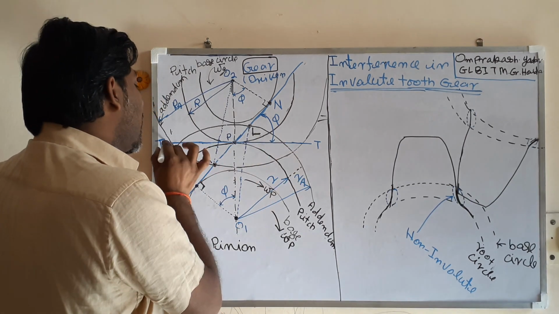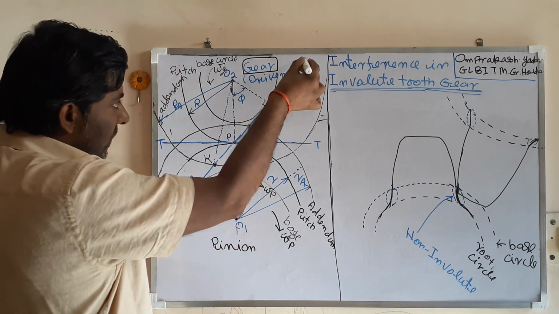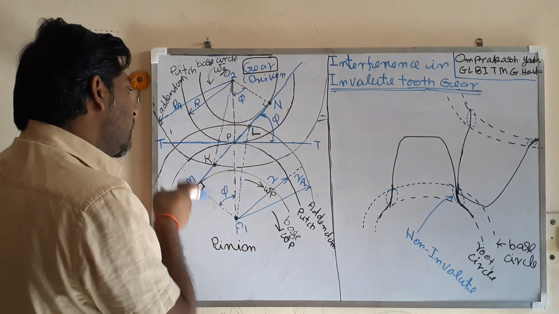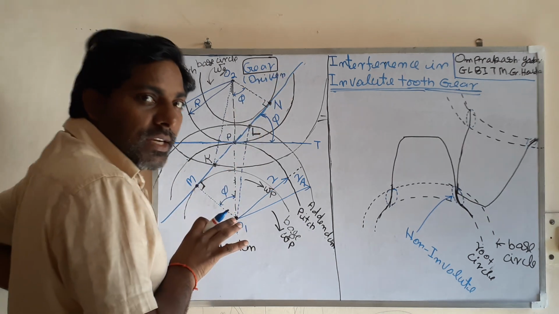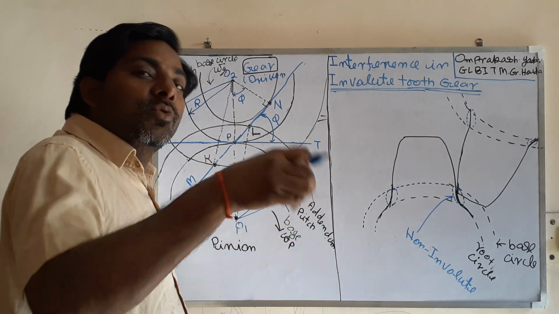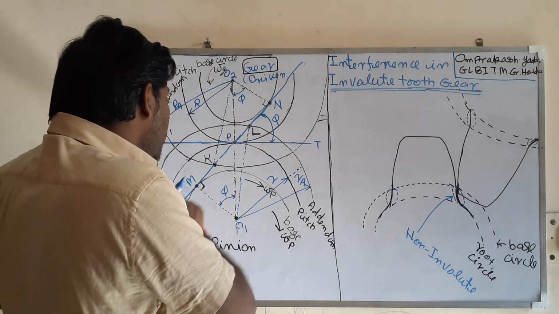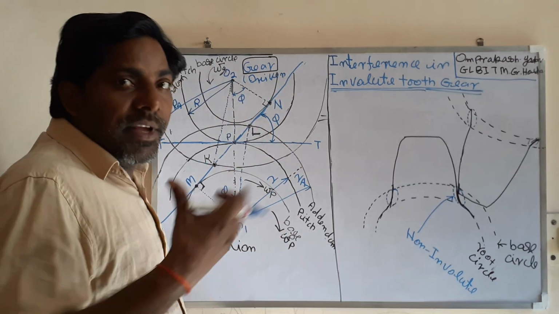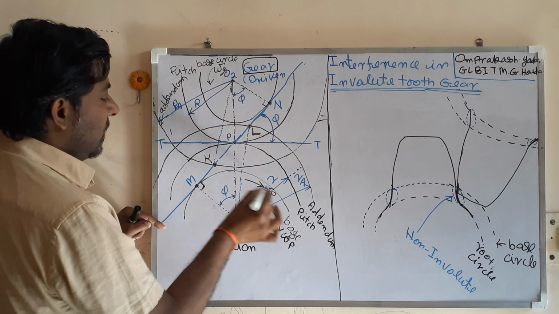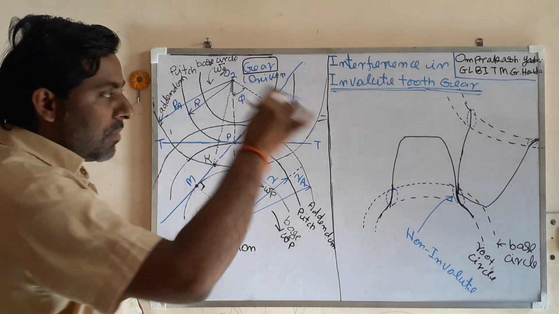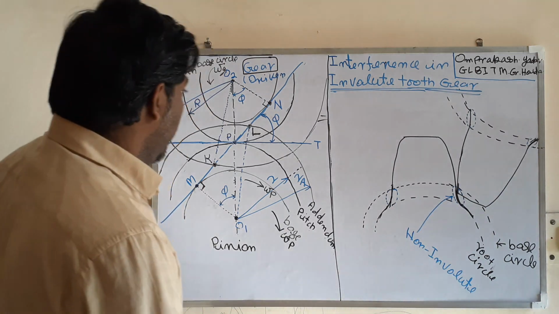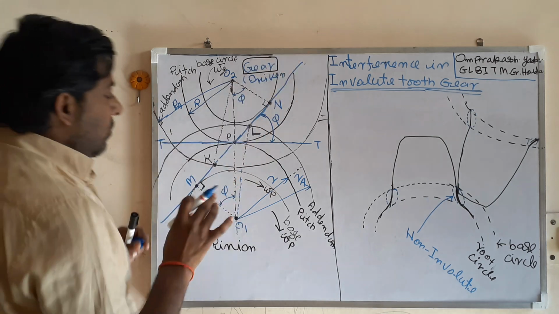So this TT is the common tangent at the pitch point, and this MN is the common normal at the point of contact. Already you know that the common normal at the point of contact is also the common tangent to the base circles. You can see that this line is tangent to this base circle and this base circle both. Okay, now look here.